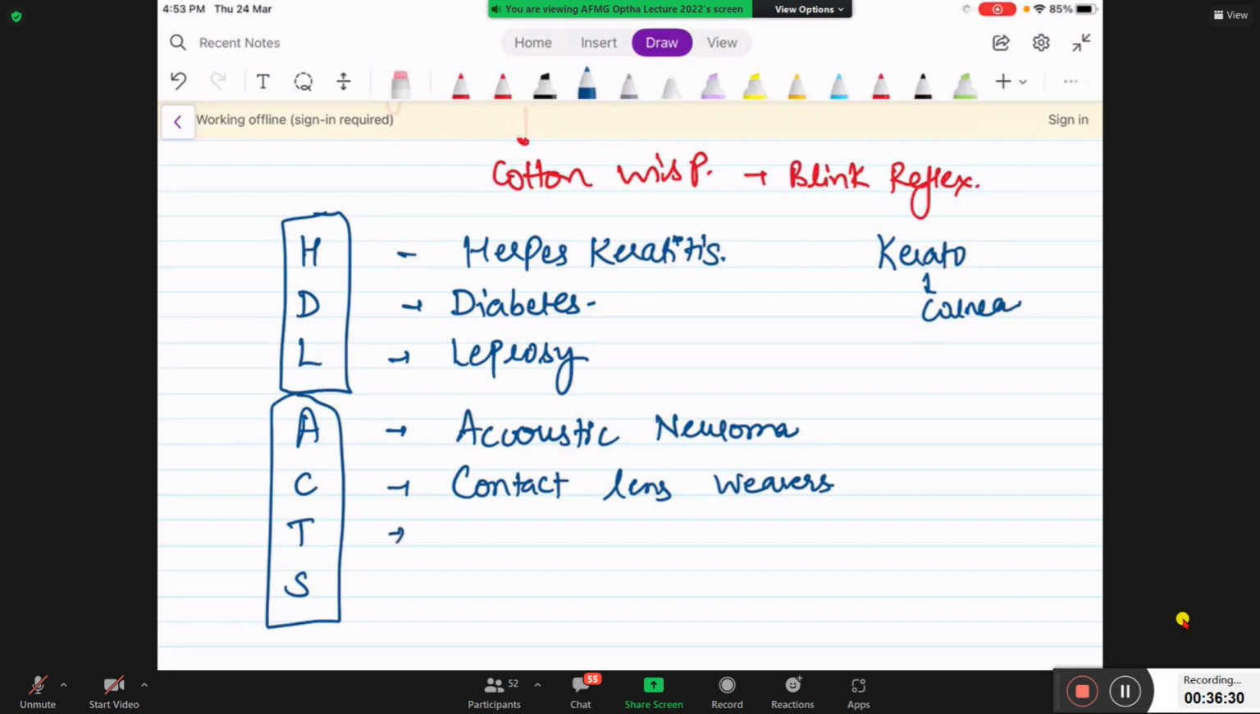Now coming to the next, T stands for overuse of topical drugs.